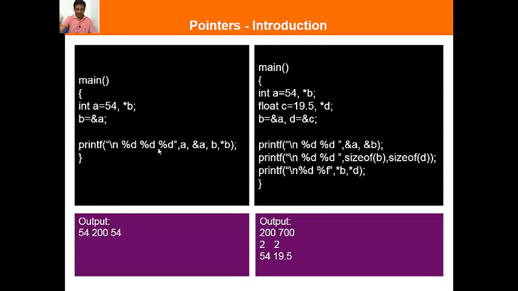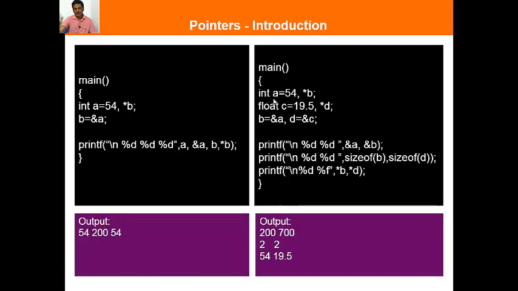What will be the output? That is a and *b. So a is 54. It is a typo; it requires 4 %d because 4 variables are there, we want to put another %d. It is a typing error. So the output is a 54, the address of a 200, and *b, the value at 200, is 54.